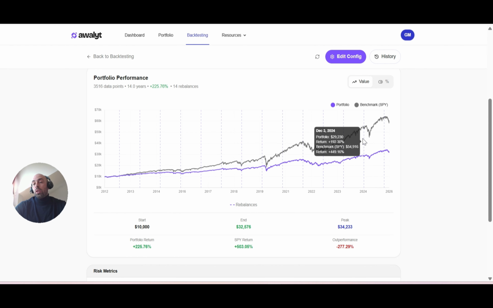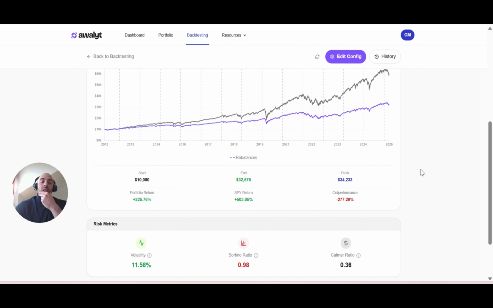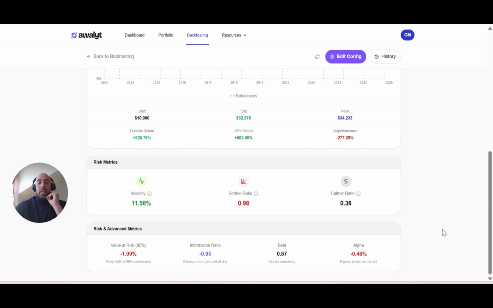While in 2025, during the tariffs period, there was this drop in the S&P 500. This has not been so high in this portfolio, as well as the 2022 bear market. Here there are other risk metrics.